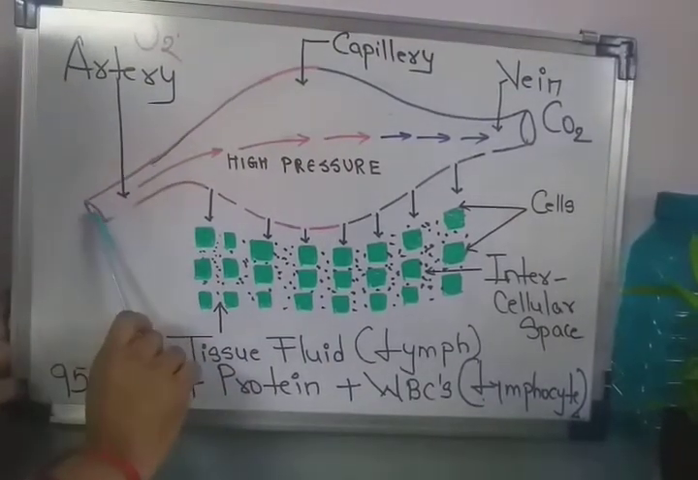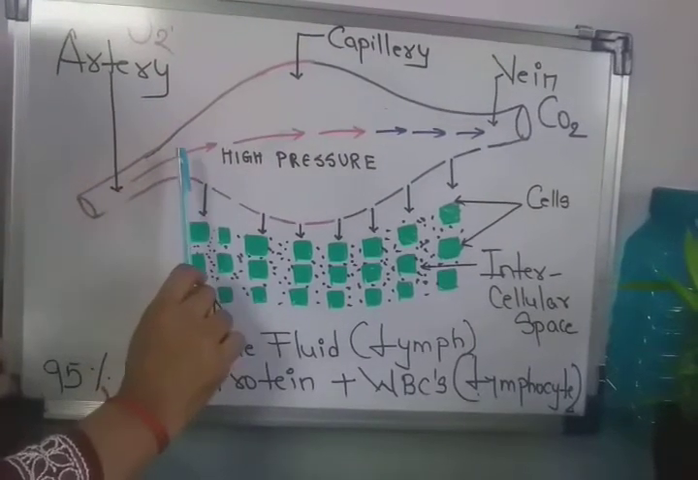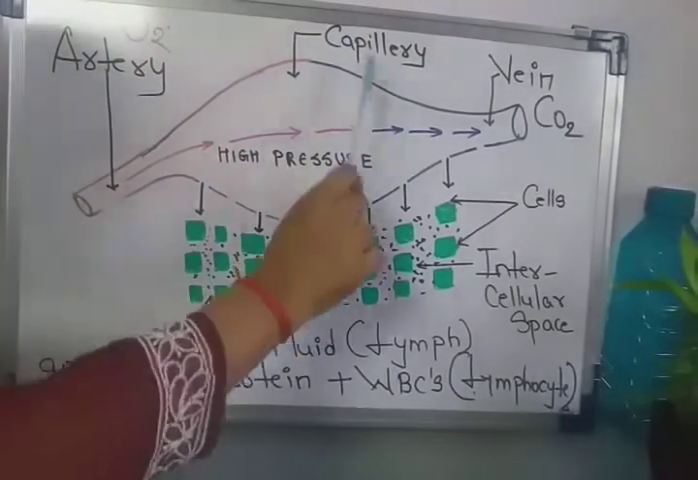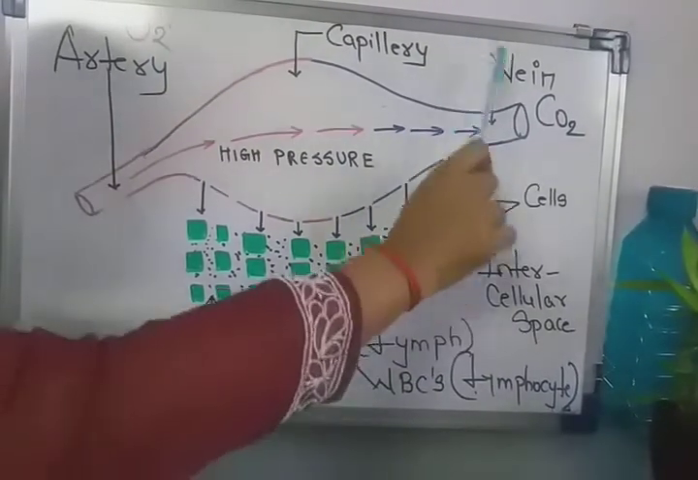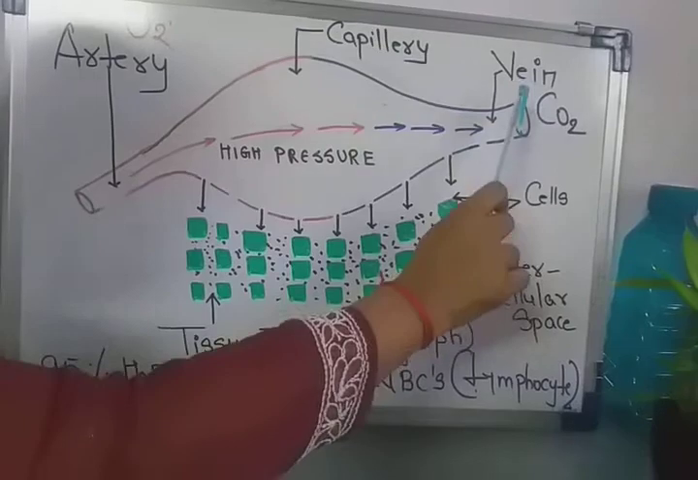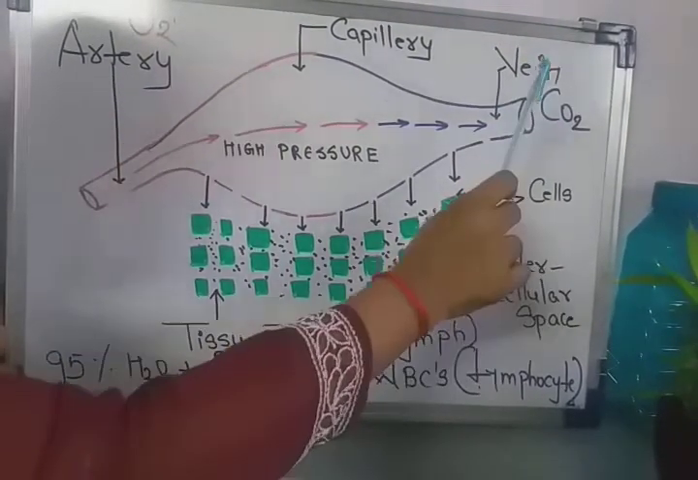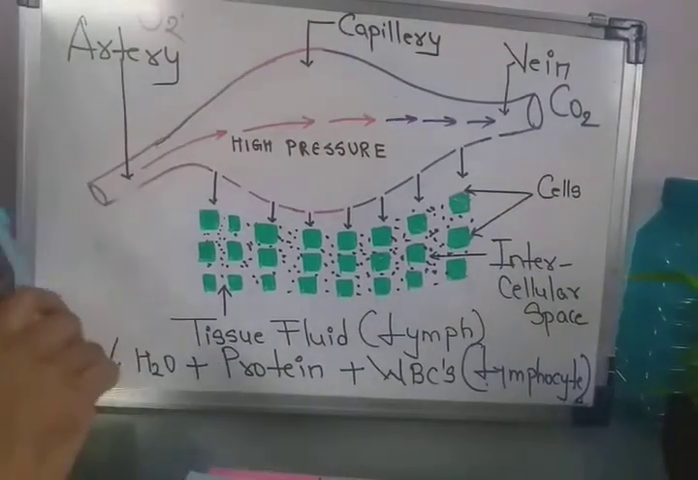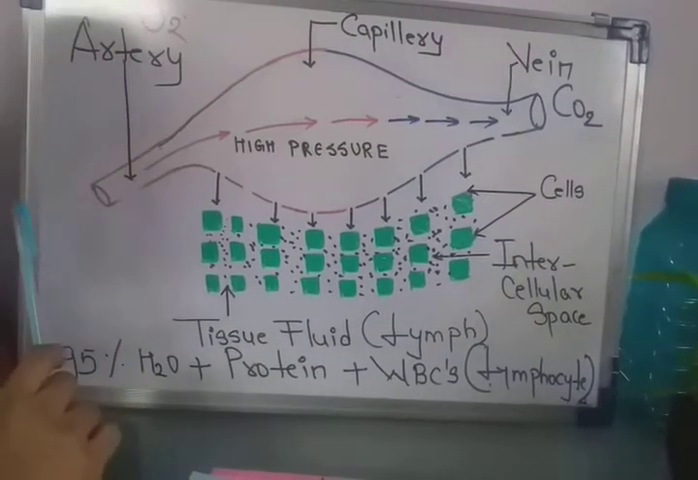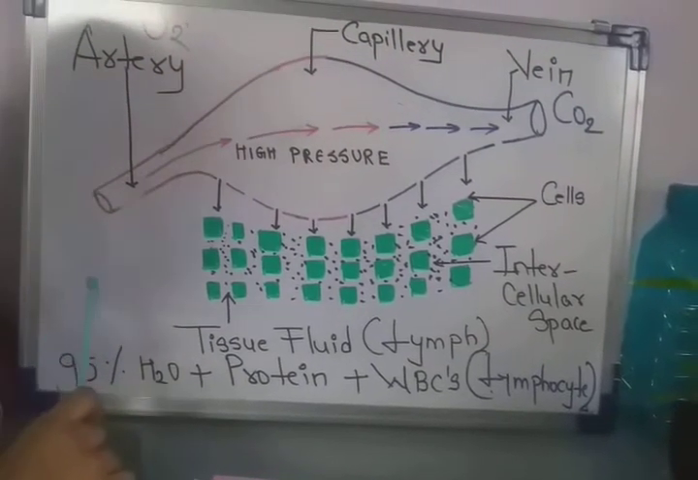So arteries bring the oxygenated blood, they branch out to form arterioles, arterioles reunite to form capillaries, the capillaries form the venules, and then venules come together to form what is called a vein, which transports deoxygenated blood from the body back to the auricle of the heart, specifically the right auricle. This is what we have studied.